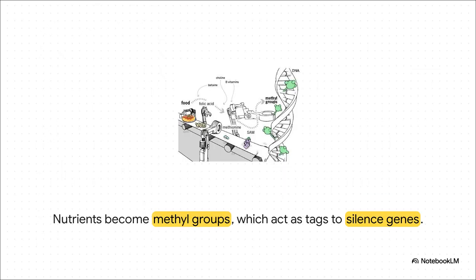So how in the world does a diet flip a genetic switch? It comes down to these little molecules called methyl groups. Nutrients in our food, like B vitamins, get converted into these methyl groups. And they can act like little sticky notes or tags that literally attach to a gene and tell the cell, ignore this one. They silence it, turning it off.